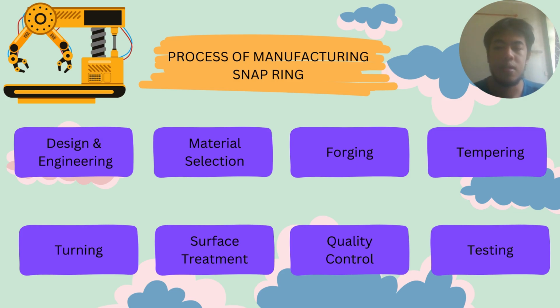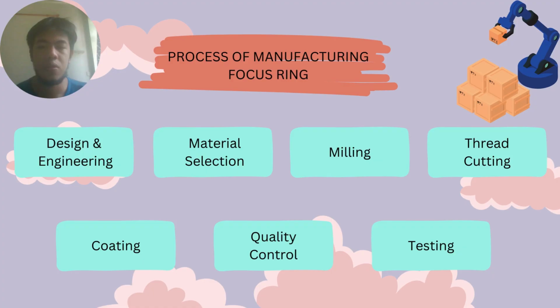Surface treatment. Apply surface treatment like coating or plating to enhance the snap ring's corrosion resistance and appearance. For the quality control, inspect the snap ring for dimensional accuracy, surface finish, and any defect that may affect functionality. For the last one, which is testing, ensure that the snap ring functions as intended within the monocular assembly.